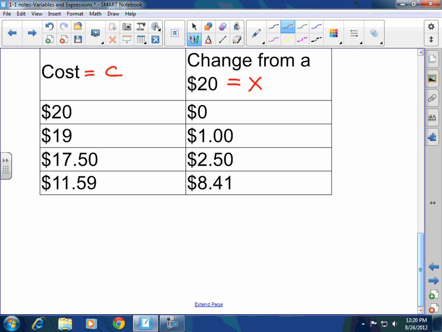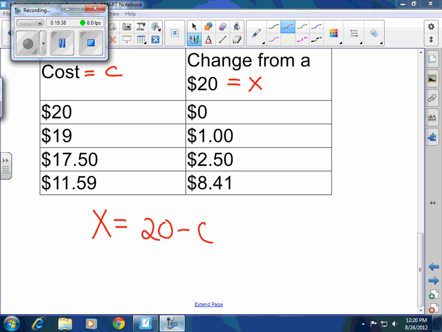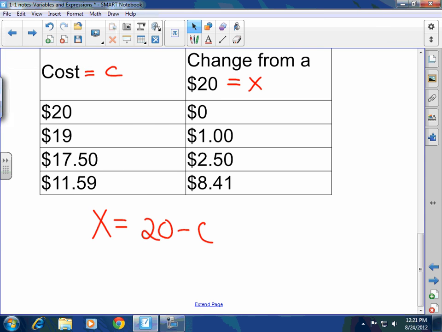Yes, sir? Perfect. X, the change, equals 20 minus C, the cost. Awesome. Does that make sense, everybody? You promise? Okay. Awesome. Let's do two more real quick.